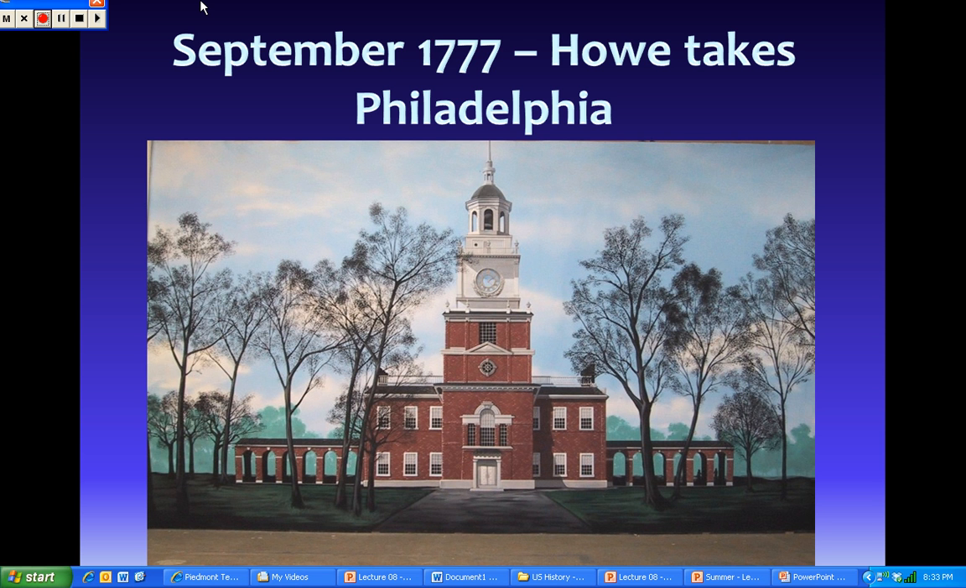Now, Philadelphia is an important city. It's where Independence Hall was depicted here. It's where the Declaration of Independence had been signed. It's where the Continental Congress was meeting.